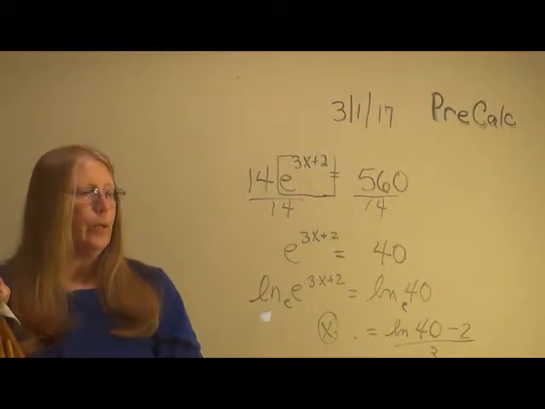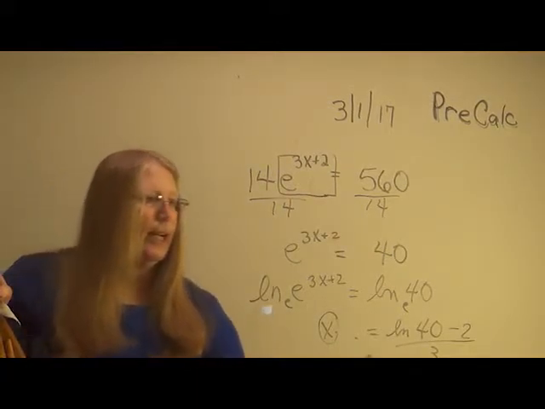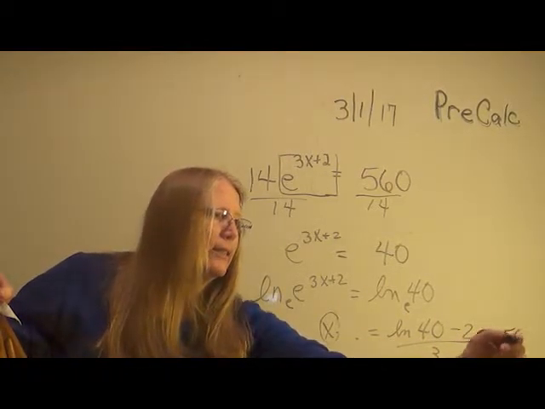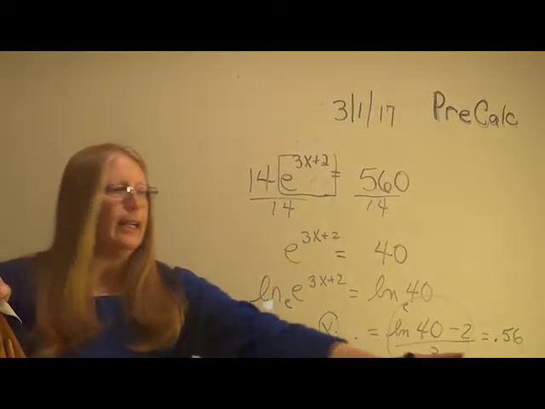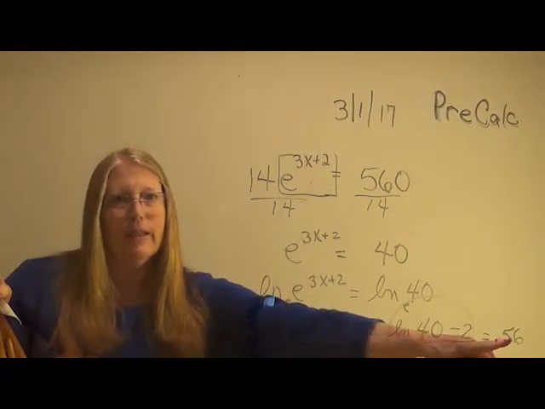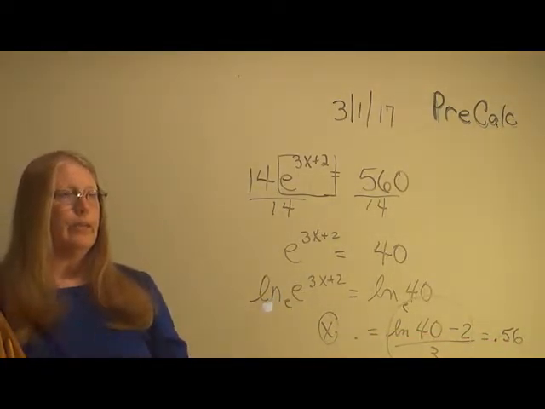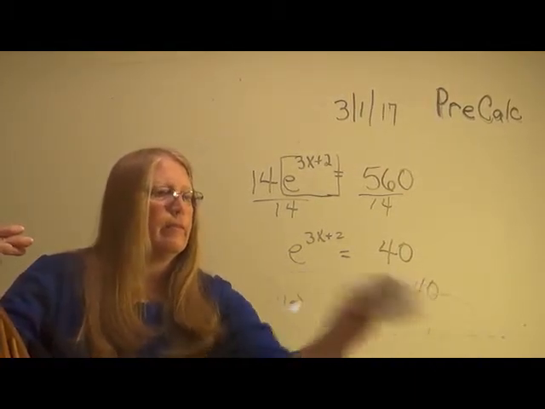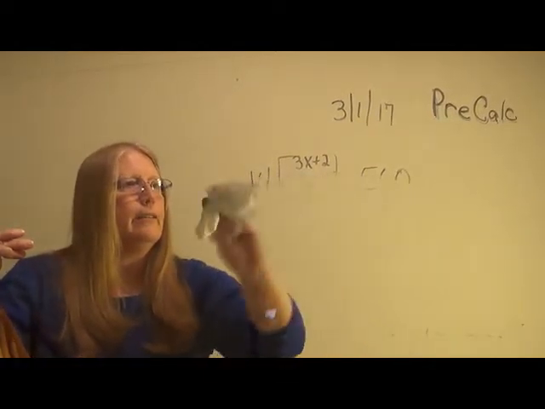ln button 40 minus 2, that quantity, divided by 3. I got something around 0.56. This is the exact answer, and I'm happy with that. This is the decimal answer, 0.56. Alright, that was your exponential for tonight. Pause if you need to get that down.